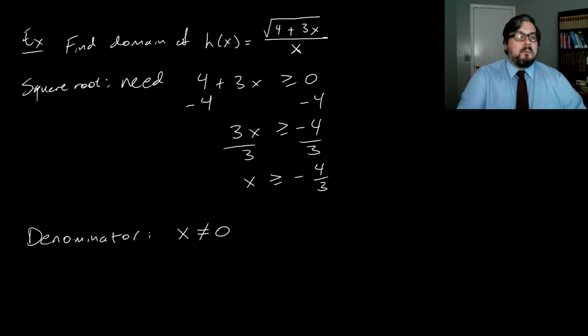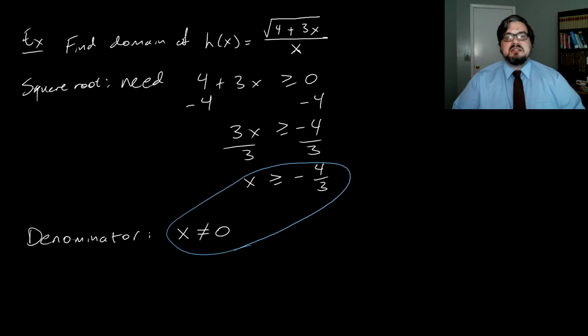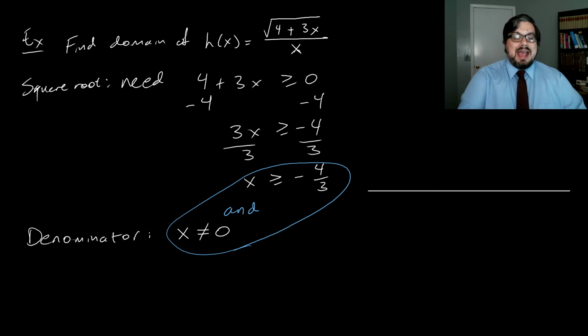So when we look for the domain of the whole function, both of these must be true at the same time. We need an AND relationship between these two conditions. So our domain is going to consist of all numbers that are greater than or equal to negative 4/3 and not equal to 0 at the same time. So let's sketch out what that looks like and then write down our answer using interval notation.